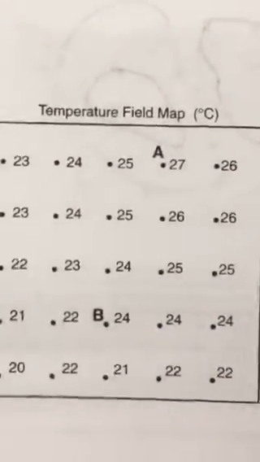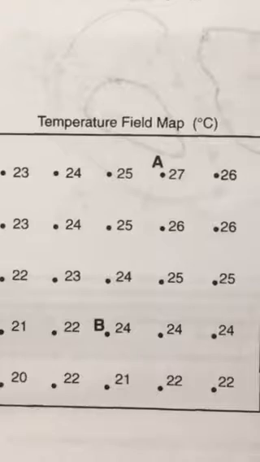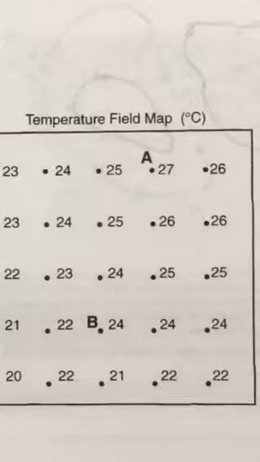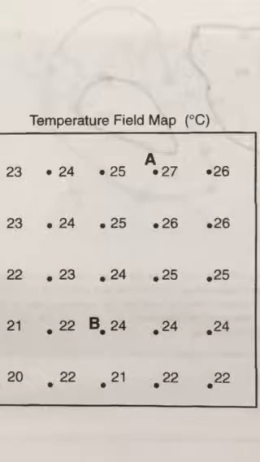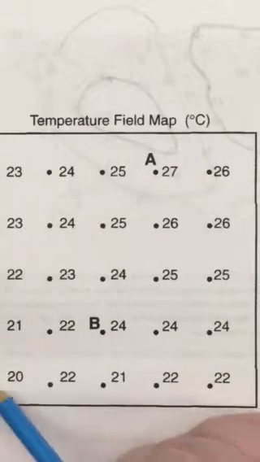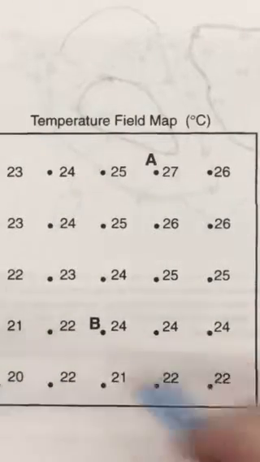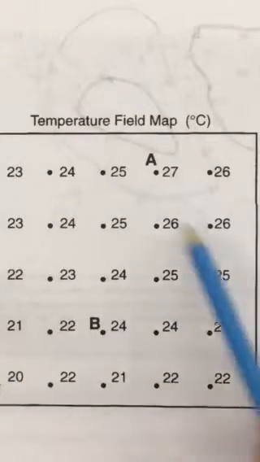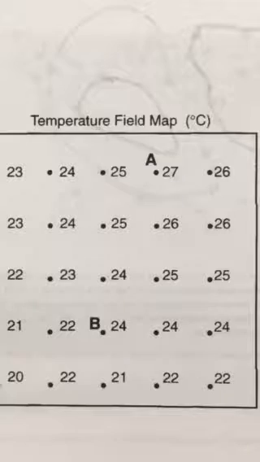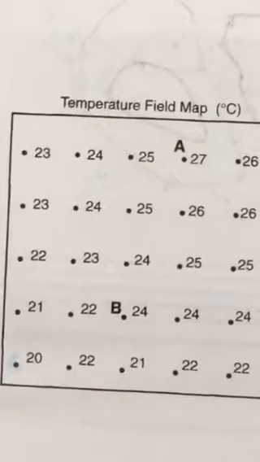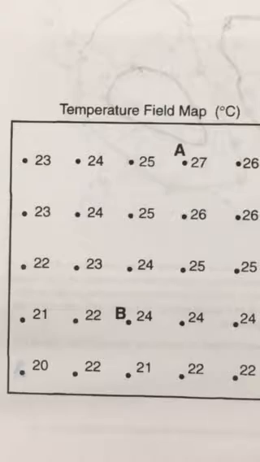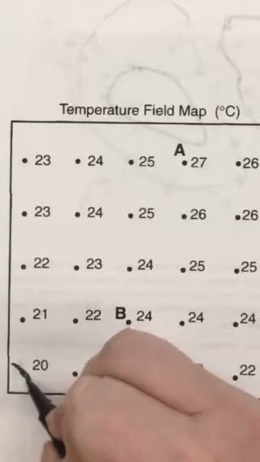If I take a look at this temperature field map, we're asked to draw the 20, 22, 24, and 26 degree isotherms. So the first thing we want to do is find all of the points that have a temperature of 20 degrees or lower. And I'm just going to mark them with a color. So this one is 20 degrees, and everything else is higher. So I want my 20 degree isotherm to actually go through the point that's labeled 20.